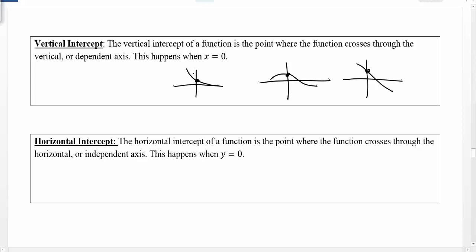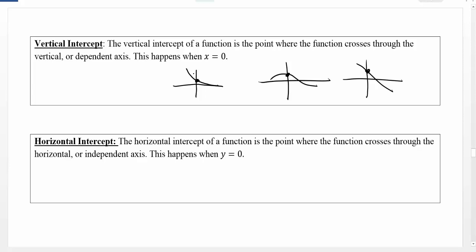It's also referred to as the y-intercept, as y is a typical dependent value, which represents our vertical axis. In order to find this value, we consider where x equals 0, because when x equals 0, the corresponding y value, or dependent value, is exactly where we cross through the axis. Now, for a vertical intercept, you could have one vertical intercept, or if you have a restricted domain, you could have 0 vertical intercepts.